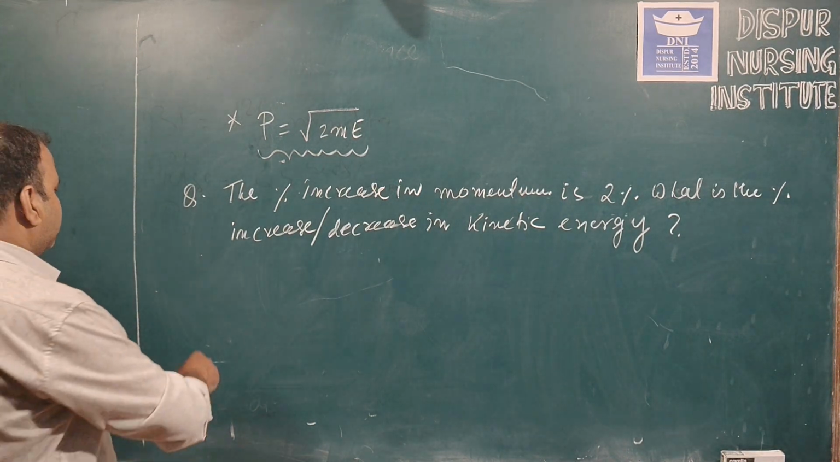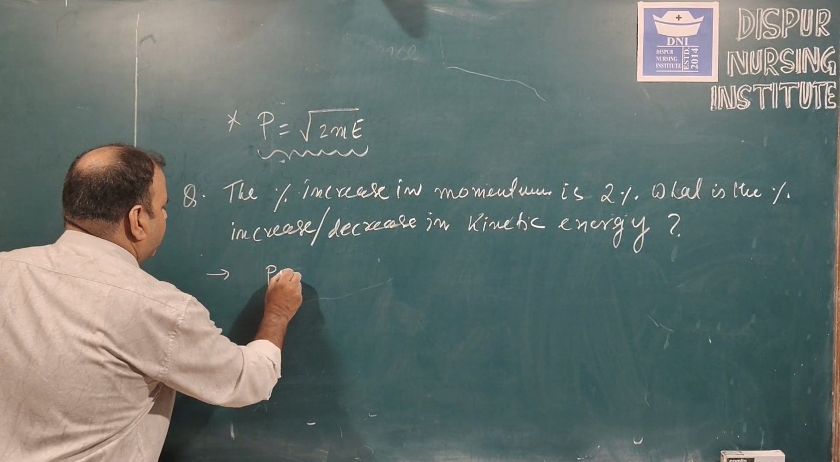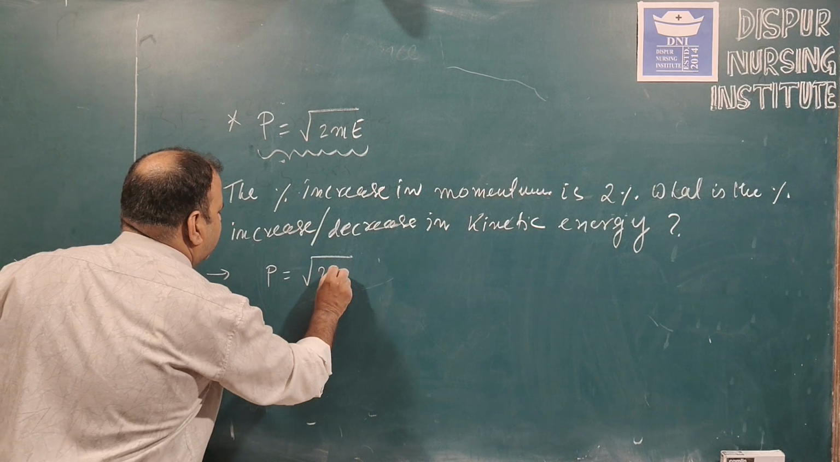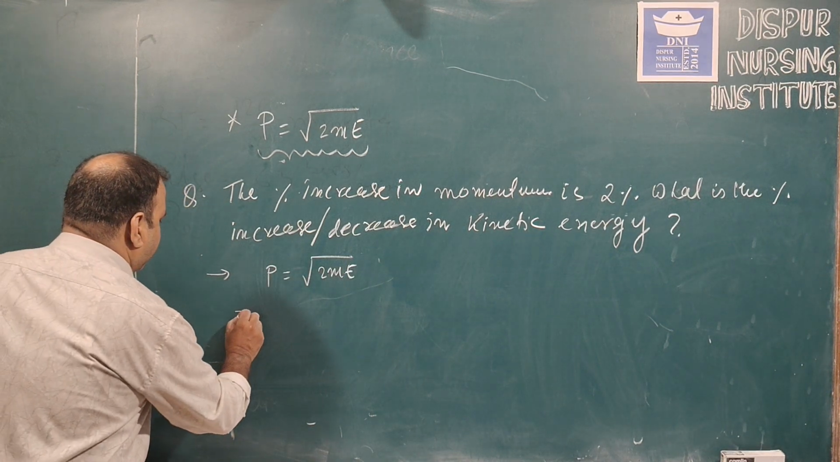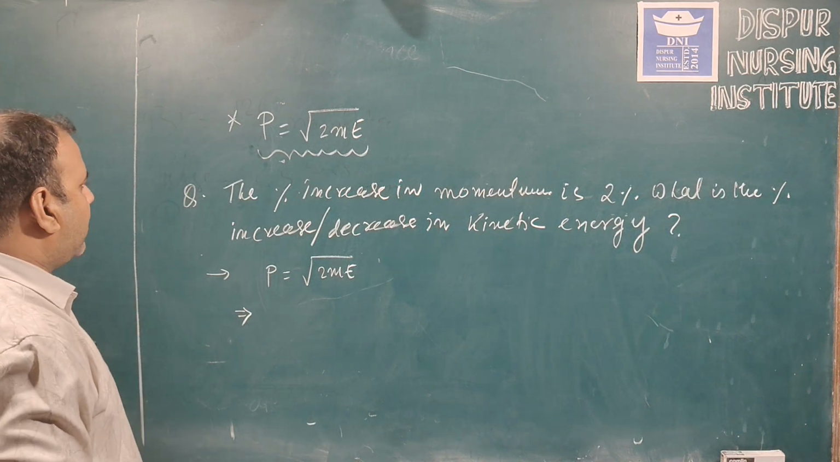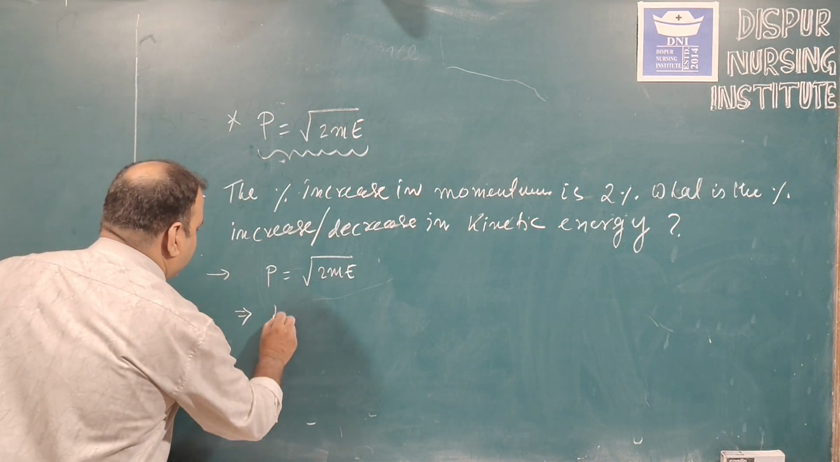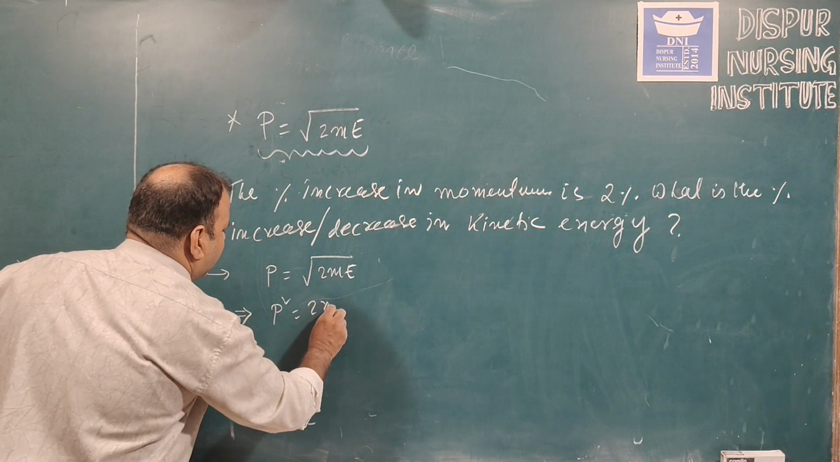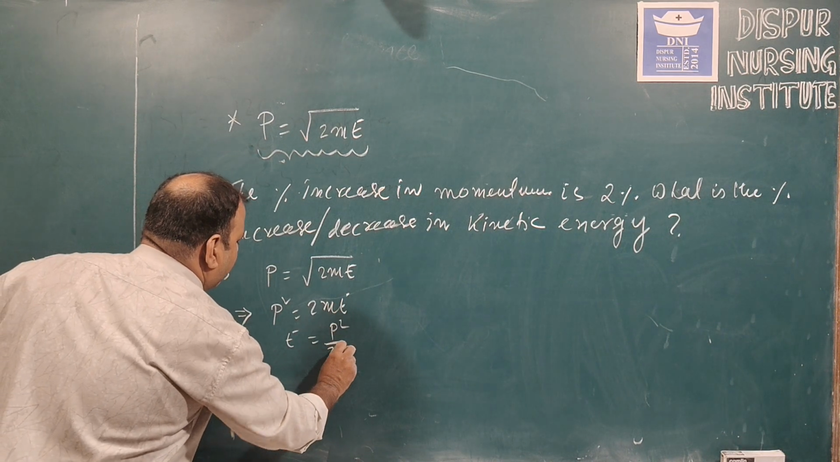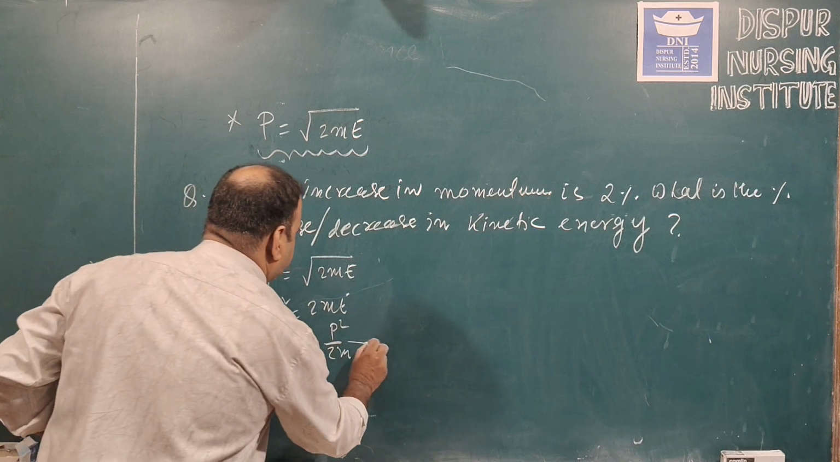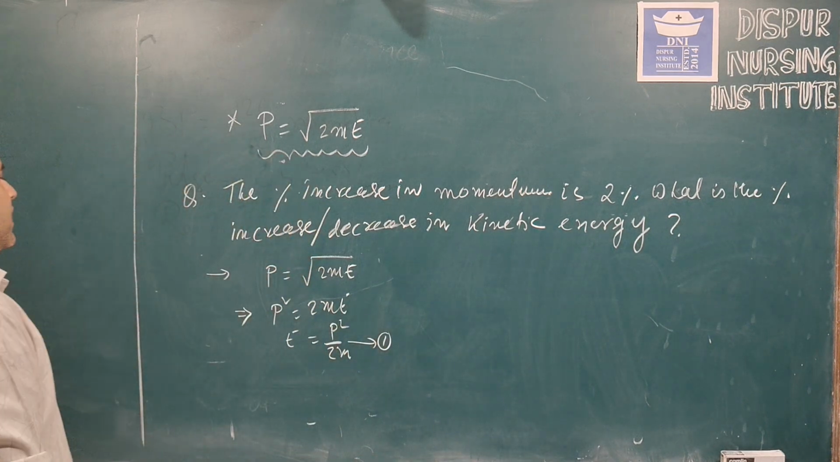So first you see the solution. Already we know P is equal to under root twice ME. This is the formula. After squaring both sides, we will get P square is equal to twice ME. So E is equal to P square by twice M. This is the formula, equation number 1.